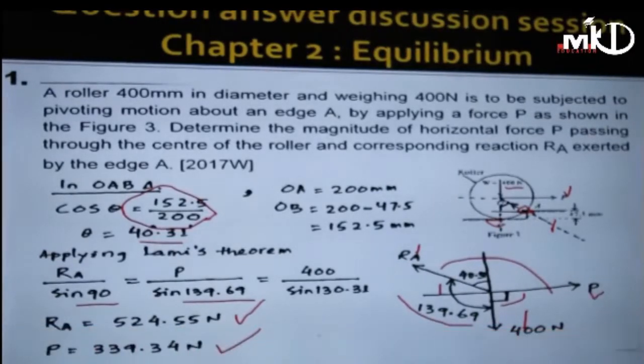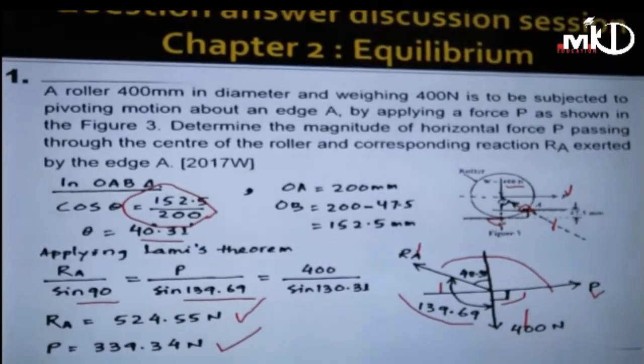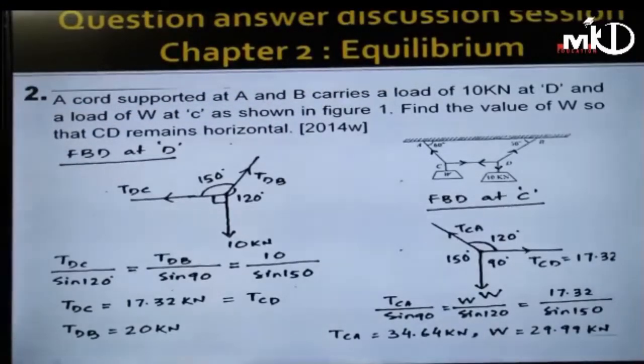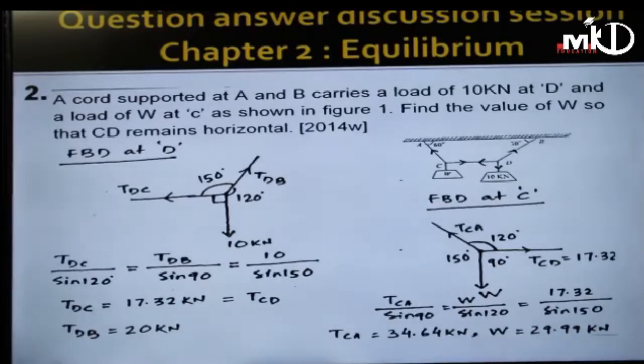So now come to the next question, that is question number 2. So this is question number 2. A cord supported at A and B carries a load of 10 kN at D and load W at C. See, this is the thread A, B, C, D. This is the thread which is tied at point A and at point B, and it carries two loads: 10 kilonewton at D and W at point C. You can see, and we have to find the value of W so that this CD portion remains horizontal.